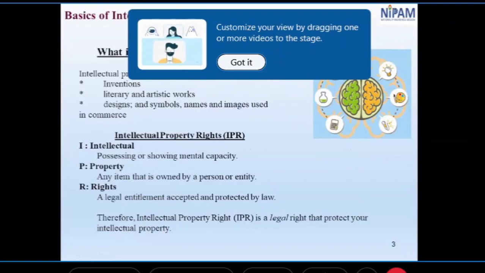So if someone asks what exactly IPR is, you can say that it is the rights or the ownership conferred on the entity on which the intellectual property got registered. If you register your intellectual property, the ownership, the monopoly right conferred to you is known as intellectual property rights.